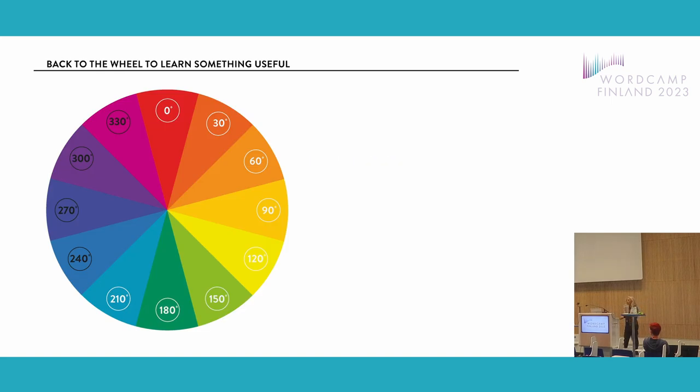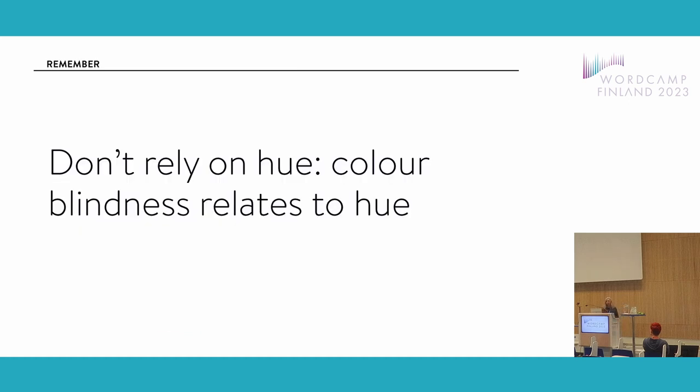So back to the color wheel once more to learn something else that is a little bit useful. Color is also called hue. Hue is just another way of saying color. And hue refers to the position on the wheel of a color. In this wheel, again, this is separated in 12 segments. It's not like that, really. There is no tidy separation. So the degrees go from zero all around to 360. Hue only refers to color, the position on the wheel, not taking into consideration how bright, how intense, how rich, how saturated the color is. So never rely on hue, because color blindness relates to hue.